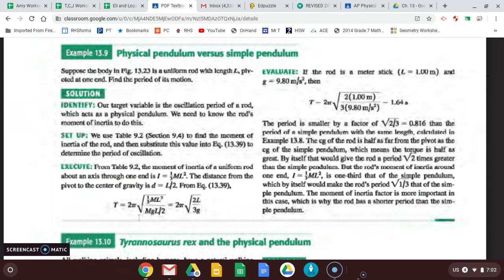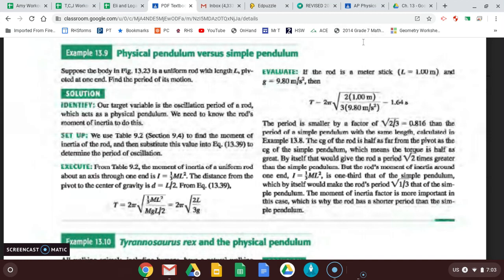Now all we've got to do is clean it up algebraically, and the period of this physical pendulum is 2 pi times the square root of 2L over 3g. We could plug in the numbers. For example, of a rod that's 1 meter long and a g of negative 9.8, like always, and this would have a time period of 1.64 seconds.